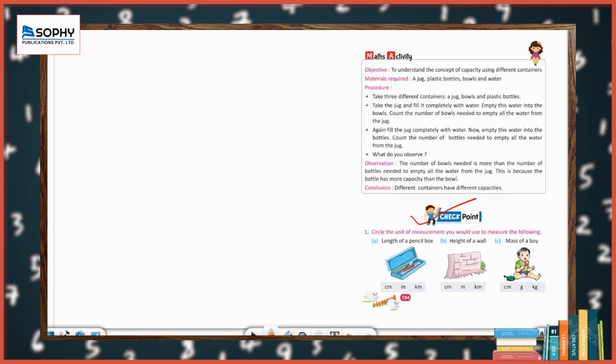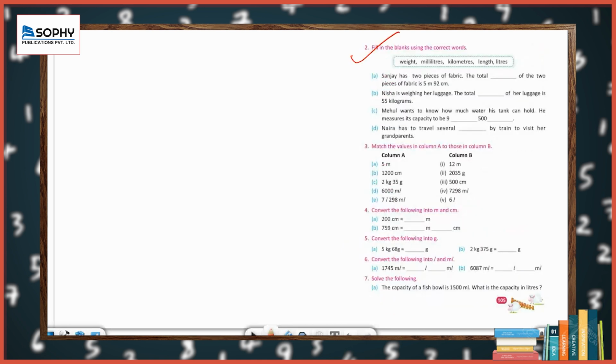Now let's look at the checkpoint. In the first part, we have to circle the unit of measurement you would use to measure the following. Now first is the length of a pencil box. Very good, students. Centimeter. Next, Sanjay has 2 pieces of fabric. The total length of 2 pieces of fabric is 5 meter 92 centimeter.